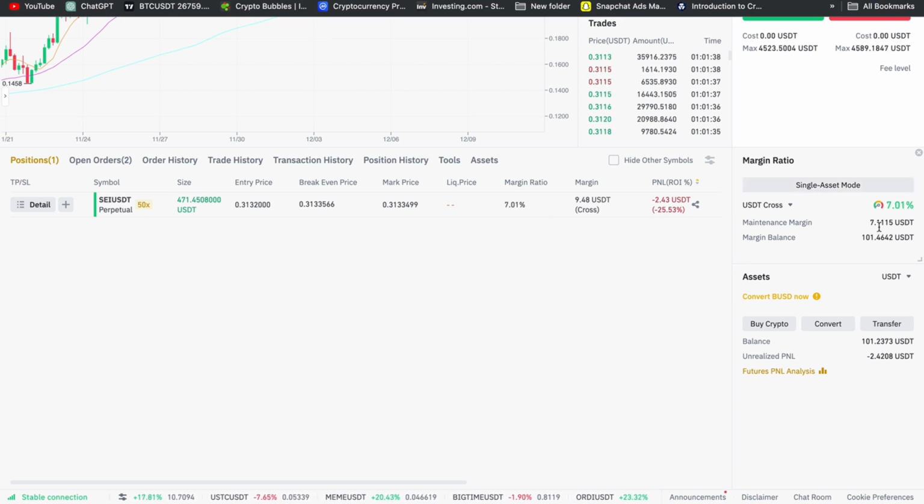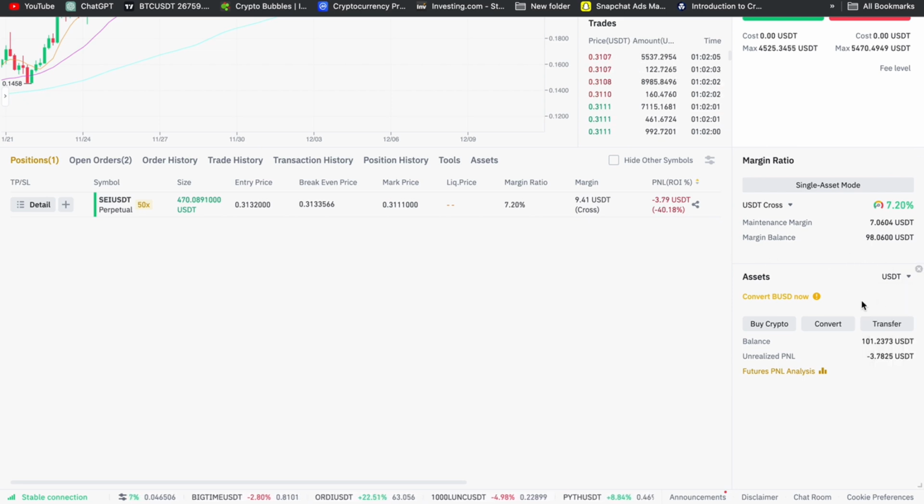After leaving it at single asset mode, if you enter a trade and your margin ratio is more than 10%, close the trade and re-enter again. Are you guys listening? If you enter a trade and your margin level is more than 10%, this risk to reward ratio, this speedometer, if the margin level is yellow or red, you are nearing liquidation. So just close it and re-enter again.